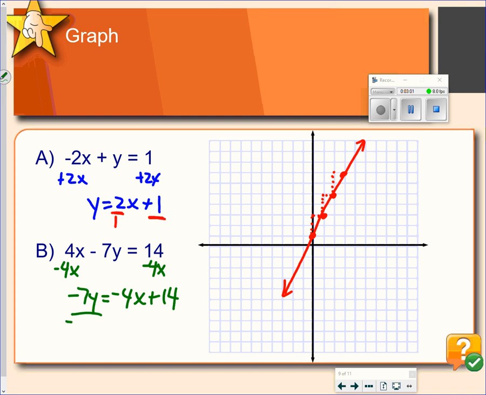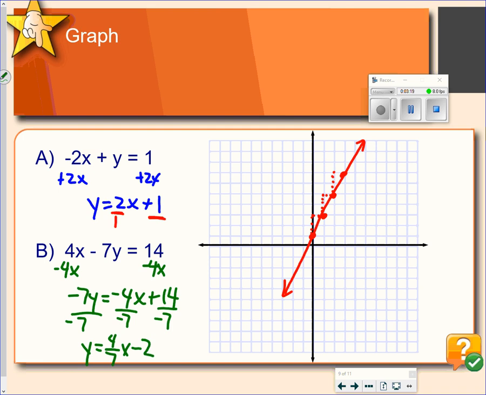Dividing both sides by negative 7. Remember, on the right-hand side, you divide all parts. So we get y equals negative 4 over negative 7. Two negatives make a positive, so that's 4/7 x. 14 divided by negative 7 is negative 2.